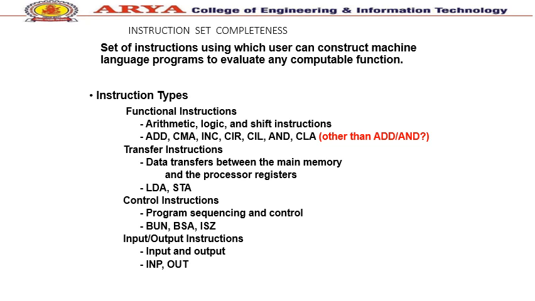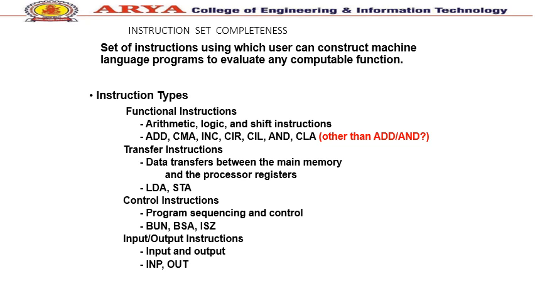Instruction types. Functional instructions are arithmetic, logic and shift instructions. It means ADD, CMA, INC, CIR, CIL, and CLA. Transfer instruction means data transfer between the main memory and the processor register, for example, LDA, STA. Control instruction means program sequencing and control, for example, BUN, BSA, ISZ. Input output instruction means input and output.